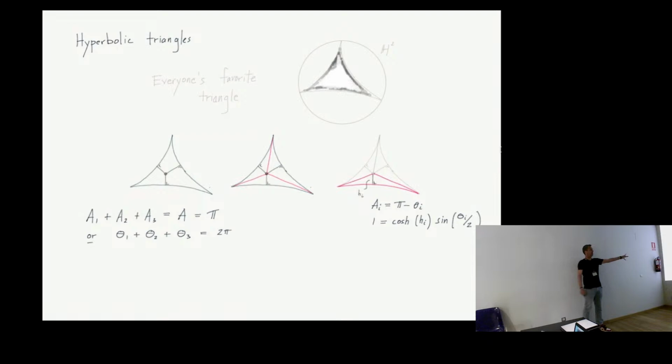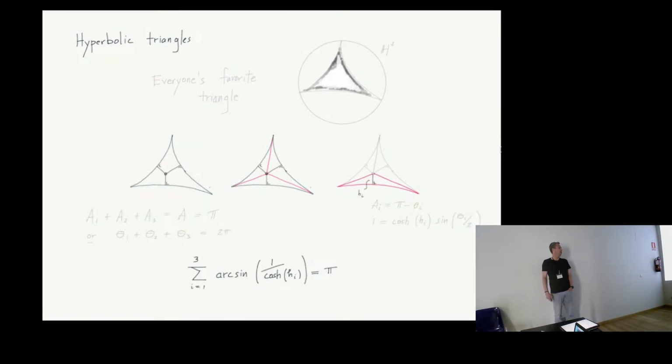And so in fact, another reformulation of this identity is just to say that the sum of these three angles is equal to 2 pi. That's another way of thinking of it. It's the same identity, just reformulated in a different way. Okay, and if you write this down, you get an identity that looks like this.